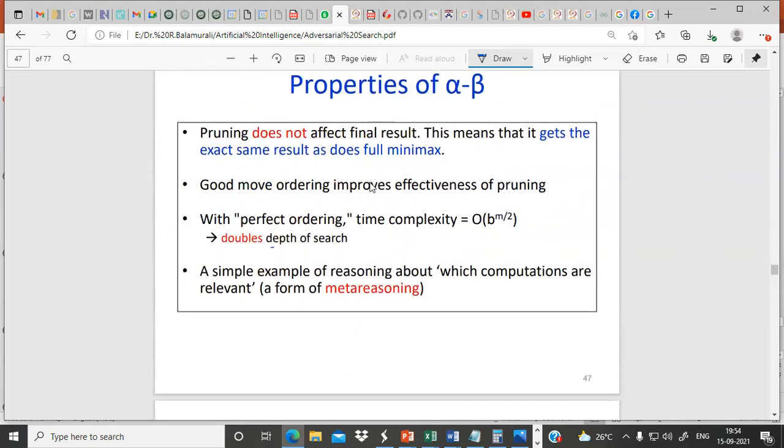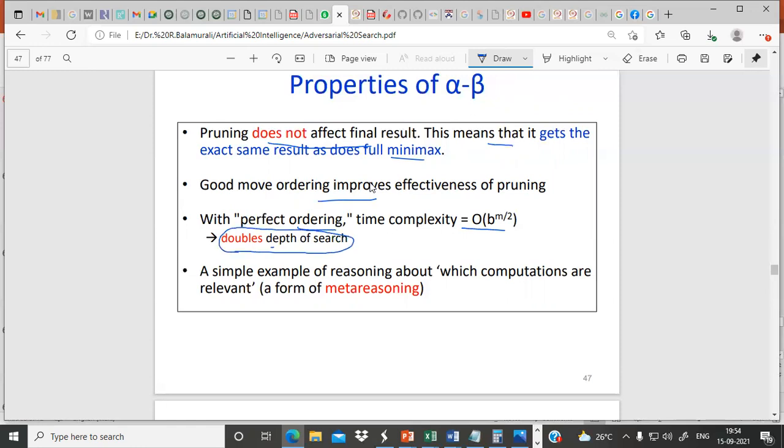Even though we prune, it is not going to affect the final result. That means we'll get the same result that we get in the minimax search. So good ordering of the tree will improve the efficiency. With perfect ordering, we achieve the time complexity of order of b to the power m by 2. It doubles the depth of search. What does it mean? It doubles the depth of search means what?